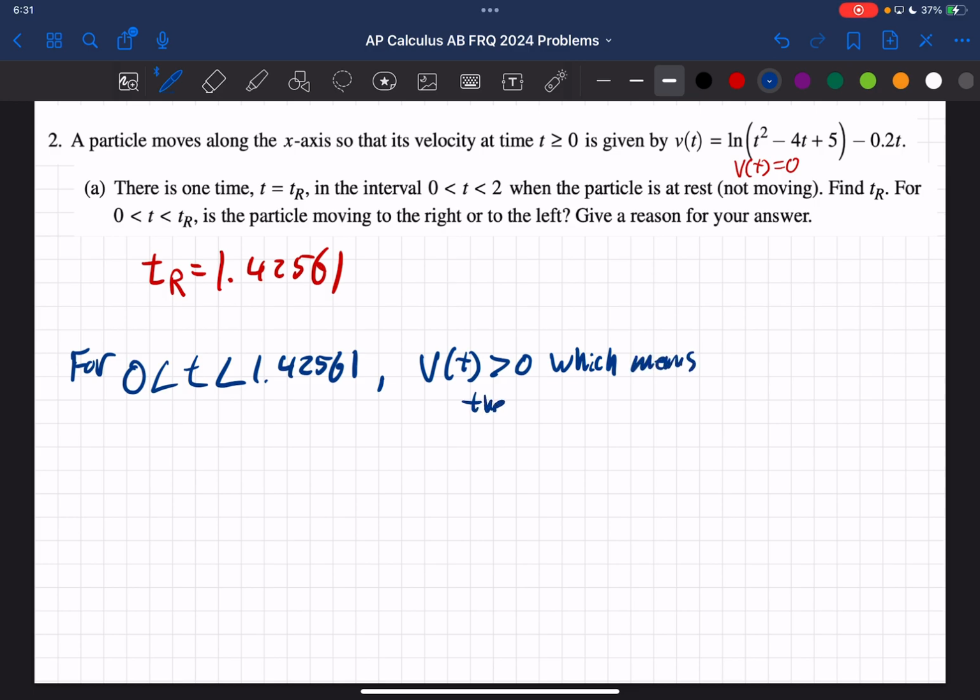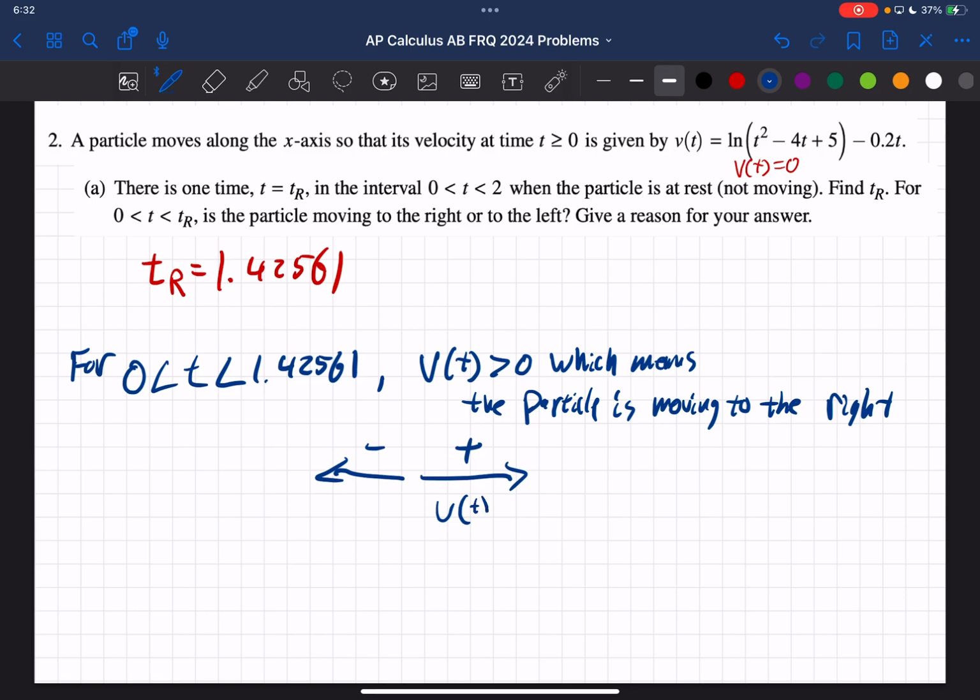the particle is moving to the right. Because when something is moving side to side, if it's positive, it's moving to the right. If it's negative, it's moving to the left. And that's all the reasoning. We didn't have to justify how we found this. We already found that, so we didn't have to justify that. We just had to say that it's moving to the right, and this is what they were looking for, that v of t is greater than 0.